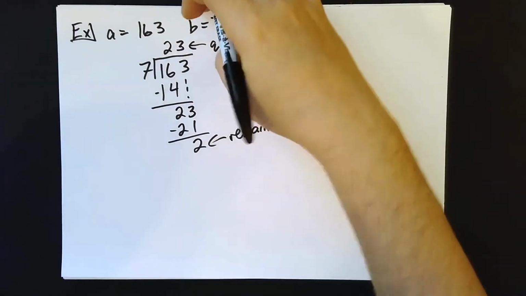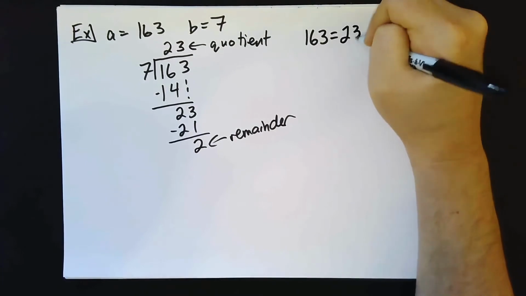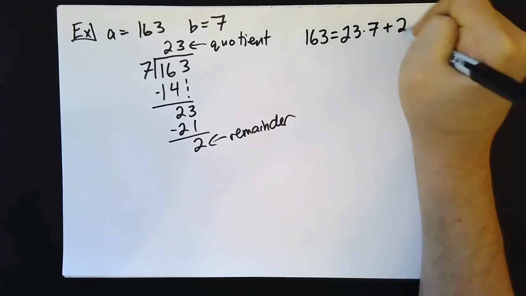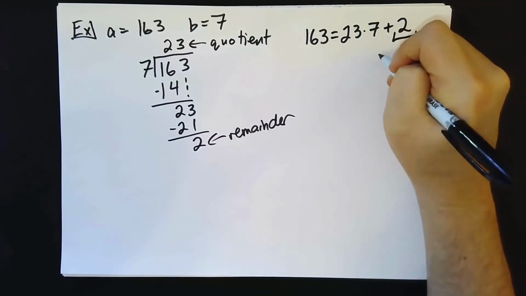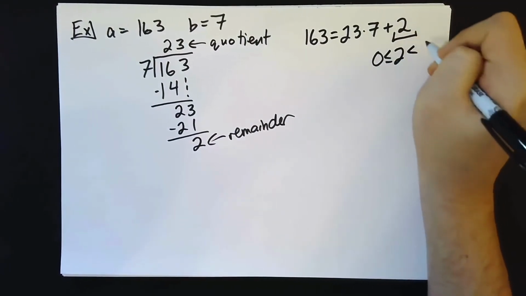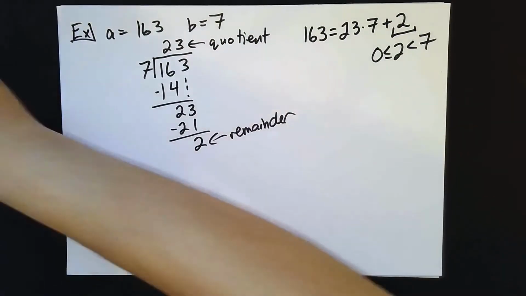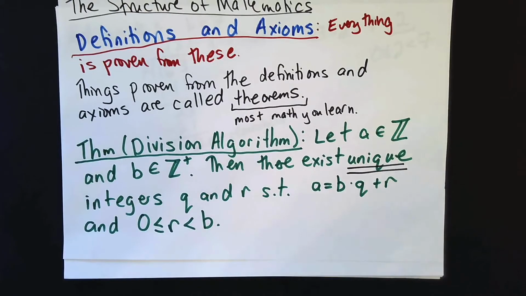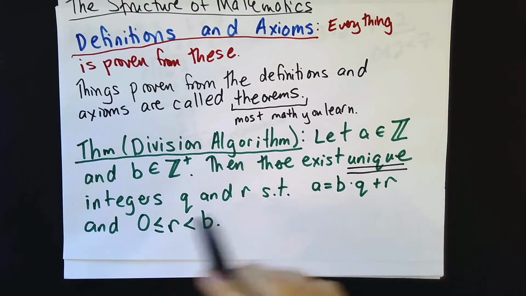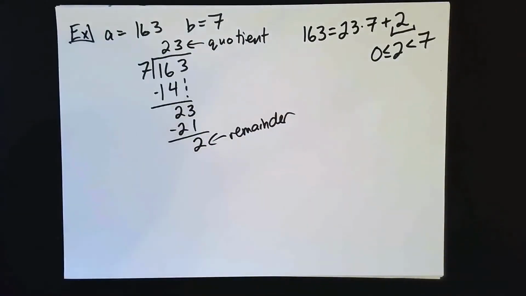You can check. 163 is 23 times 7 plus 2. And this 2 is between 0 and 7, like so. So one way to prove the theorem that's known as the division algorithm is to prove that this procedure, in fact, produces a Q and an R that satisfy this requirement. It's a bit tedious, but it's doable.